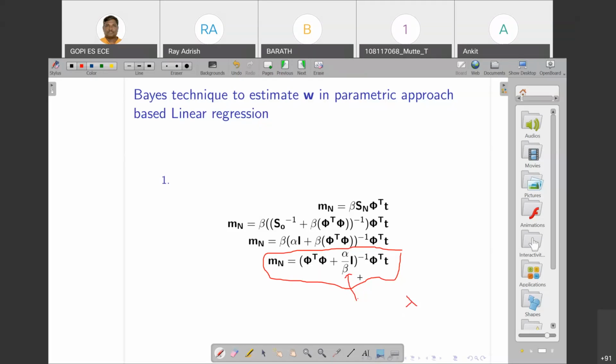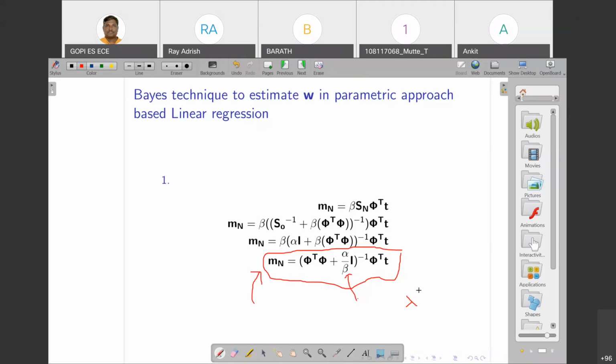In fact, this alpha as well as beta is not really known to us, because 1 by alpha is the assumed variance of the unknown variable W, which we are trying to estimate, and 1 by beta is related with the noise. That is also not known to us. But if that is known by some other means, then we can use this expression directly to find the estimate for W, which is given by this Mn.